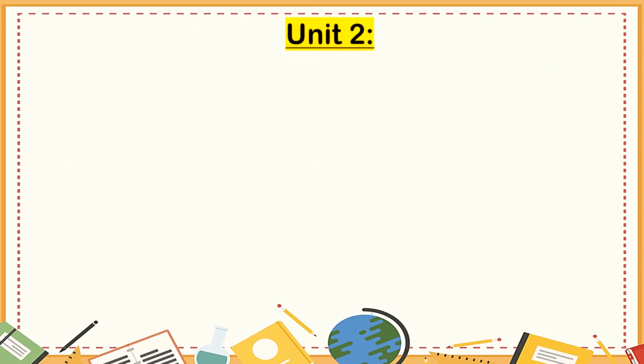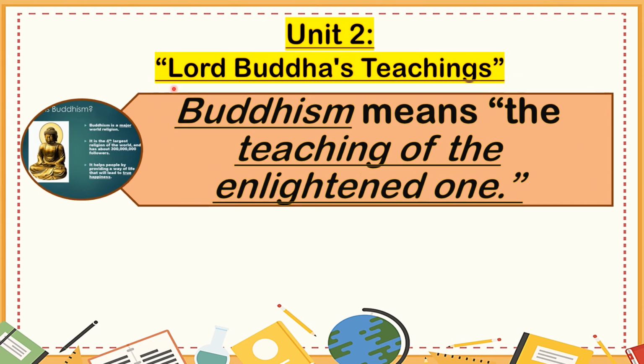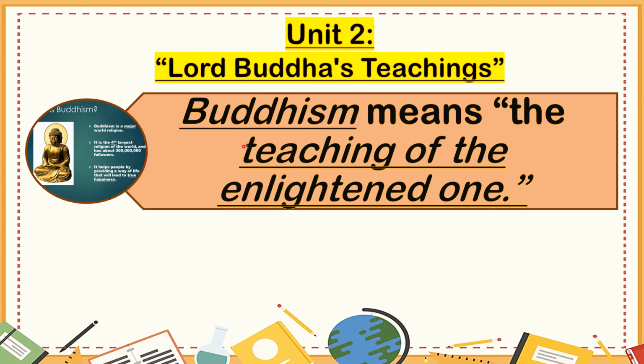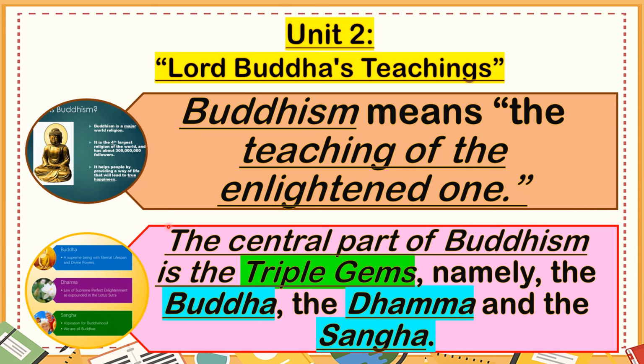Unit 2. So what is Unit 2, class? Lord Buddha's teachings. So Buddhism means the teaching of the Enlightened One. Enlightened One means Buddha. The central part of Buddhism is the triple gems. What are the triple gems? Number 1, the Buddha. Number 2, the Dhamma. And the third one, the Sangha.